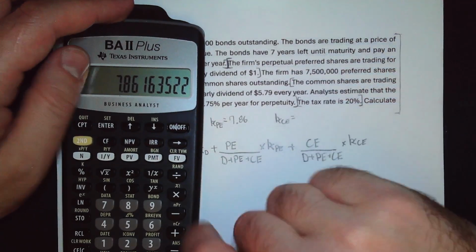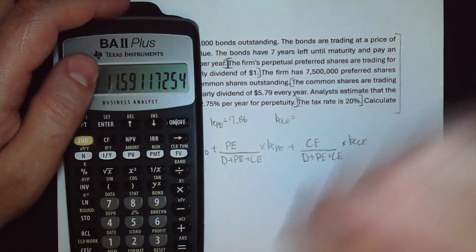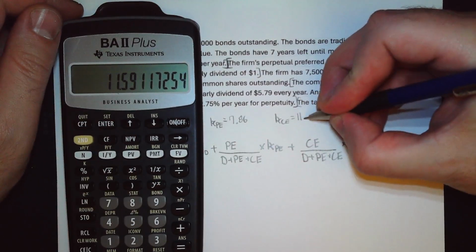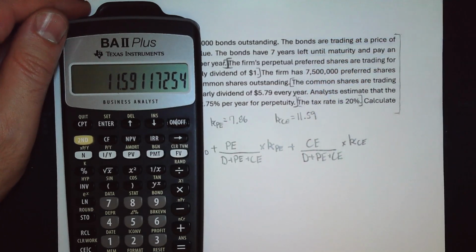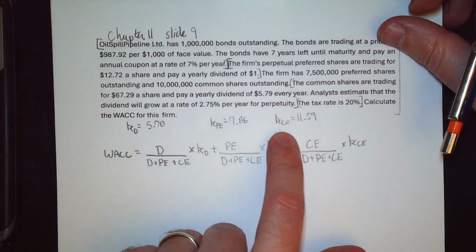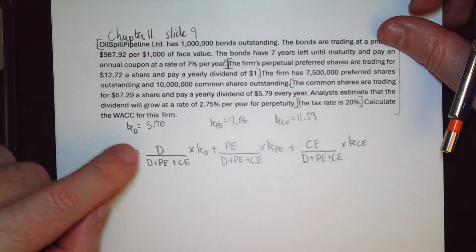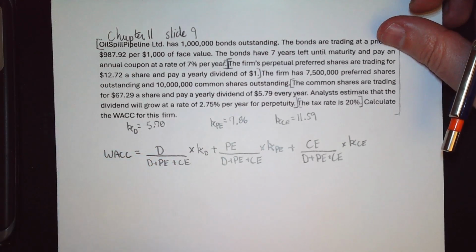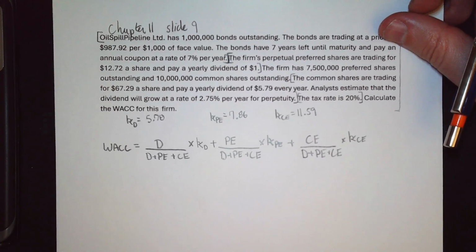For the required return on common equity, I saved that under 9. So if I recall 9, I'll get this number back again, and I get 11.59. Since we already have these numbers, I'm not recalculating it. We just need to find D, PE, and CE, and we're ready to go. And that should be relatively straightforward, I hope.